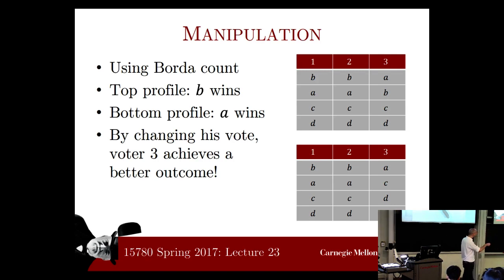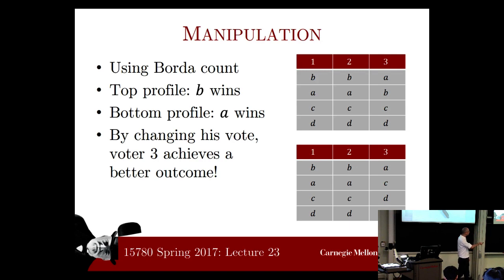So now in this profile, A would still have 7 points. But now B has only 3 plus 3 plus 0 points. That's 6 points overall. Right, so what happened here is, by changing his vote, voter 3 was able to get A selected instead of B. And if you go back and look at his real ranking, A is preferred by this voter to B.